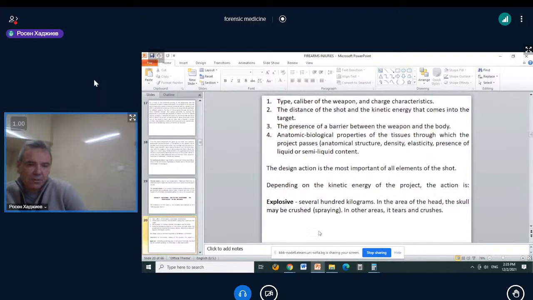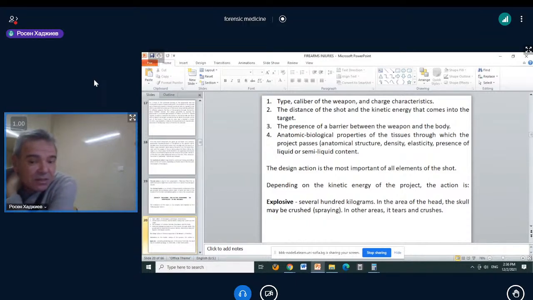Which are the factors on which the injuries depend? Type and caliber of the weapon, and charge characteristics, the distance of the shot, the presence of some media or barrier between the weapon and the body. Also the anatomic, biological properties of the body itself: structure, density, elasticity, presence of liquid or semi-liquid materials. The projectile action is the most important of all elements of the shot.